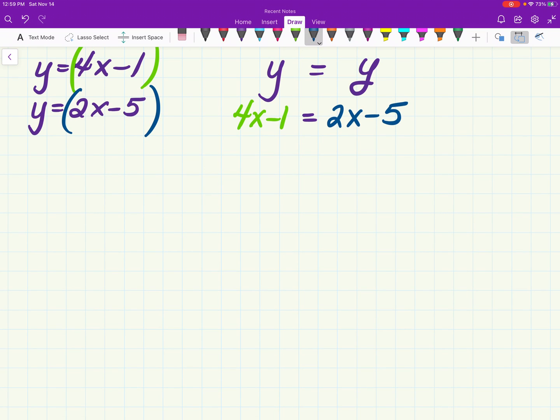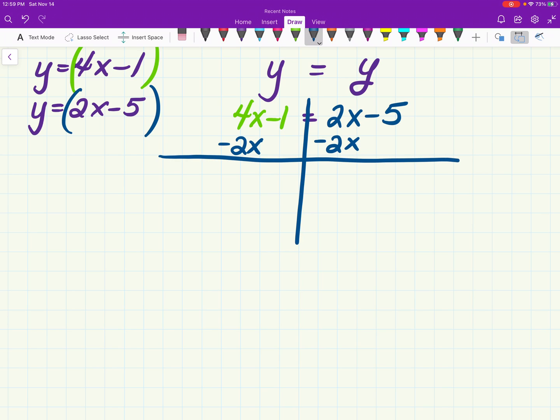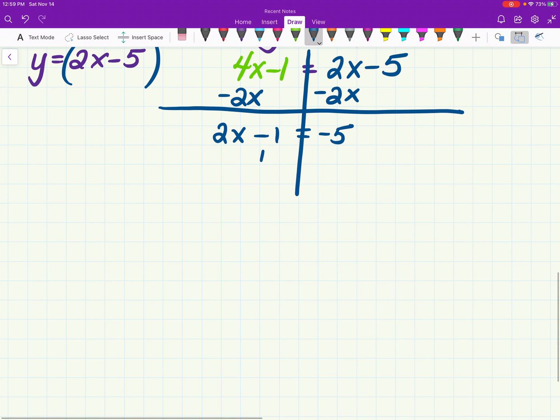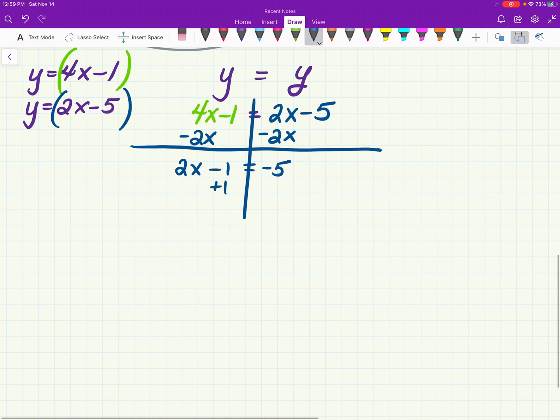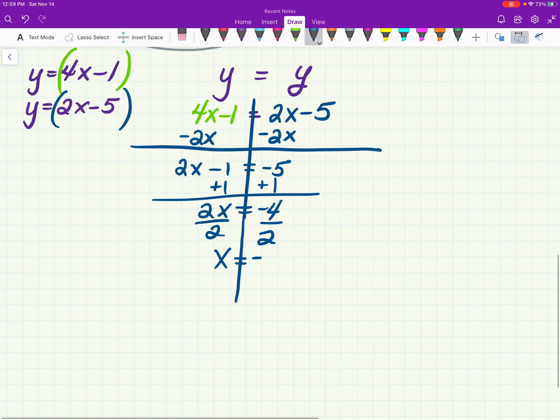Now, is this a solvable equation? It is. So I'm going to subtract 2x from both sides. Why? Because I want to gather my x's up on one side of the equation. Since I'm moving from one side of the equation to the other, I'm changing signs. So this is 2x minus 1 equals negative 5. I'm going to add 1 to both sides. So 2x equals negative 4. Divide by 2. Divide by 2. I almost put it negative. It wasn't negative. And x equals negative 2.